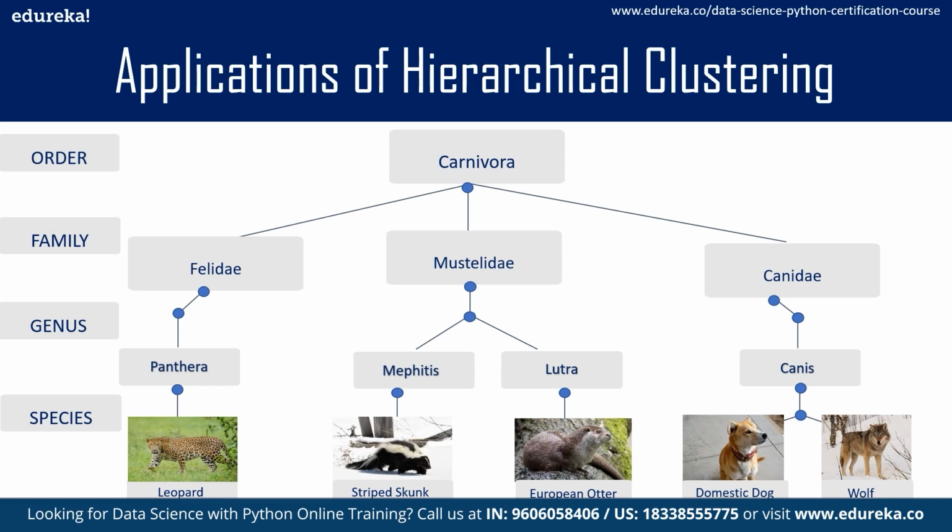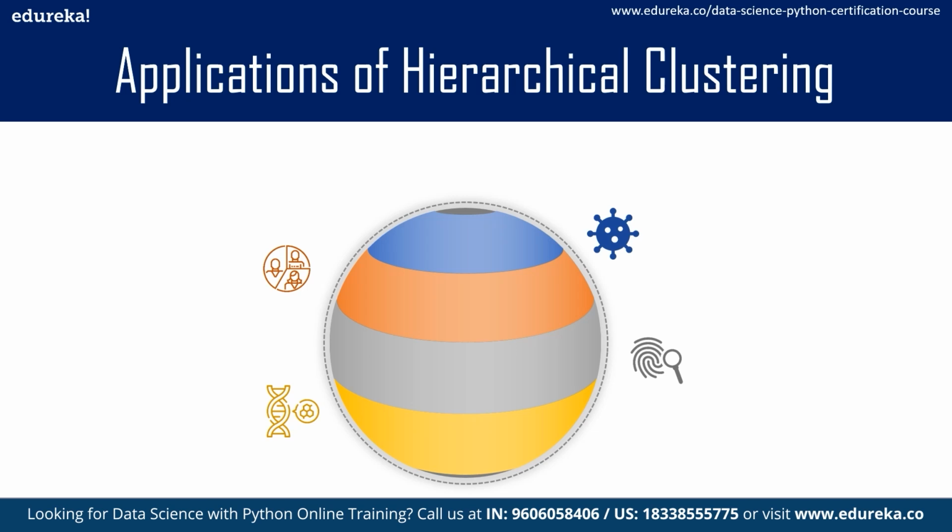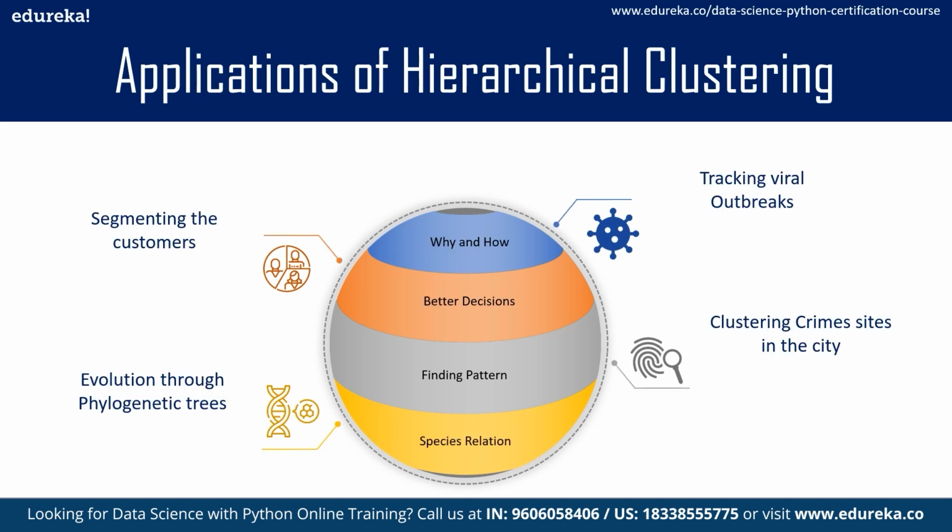And then they have been clustered into Canis because they are carnivores. But their family is Canidae, which is different from Felidae and Mustelidae, and yet they form one single cluster, that is Carnivora, right? These individual species have certain dissimilarities between them, but they fall under the same order, not the family, okay? So this is how hierarchical clustering finds its usage in taxonomy and biological classification of animals and plants.